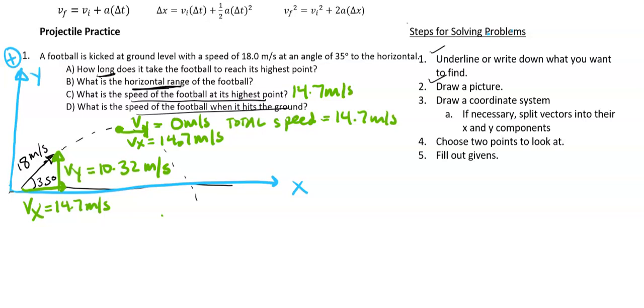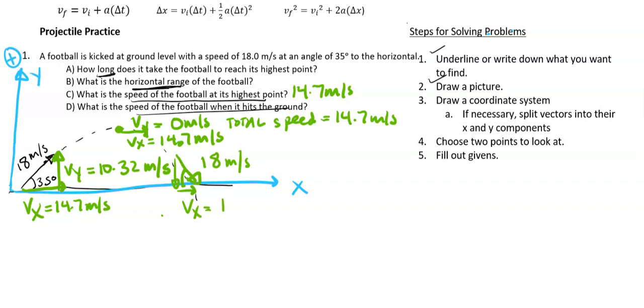Cool. So now let's look at the point right before it hits the ground. So right here, if it starts and ends at the same height, gravity is going to slow it down just as much as it speeds up. So the velocity is also going to be 18 meters per second, the total speed as it hits the ground. Now let's look at the x and the y. So the good old x velocity, we know again, no forces acting in the x direction.